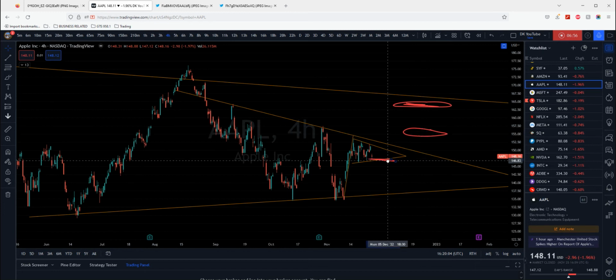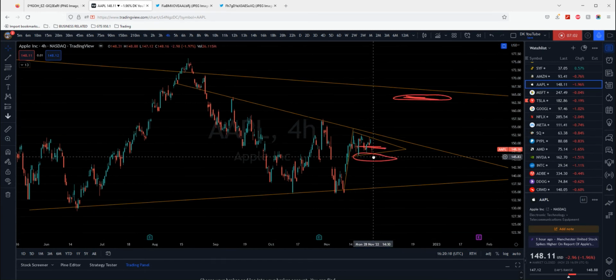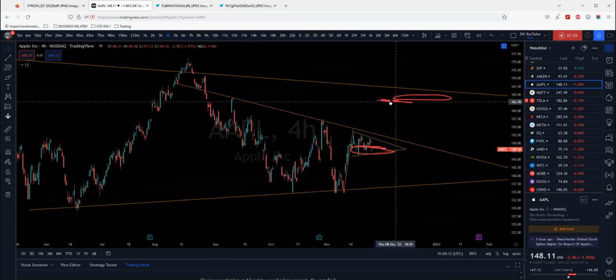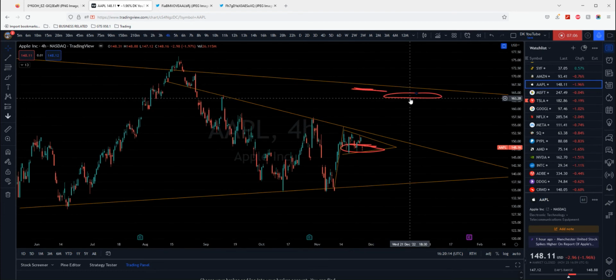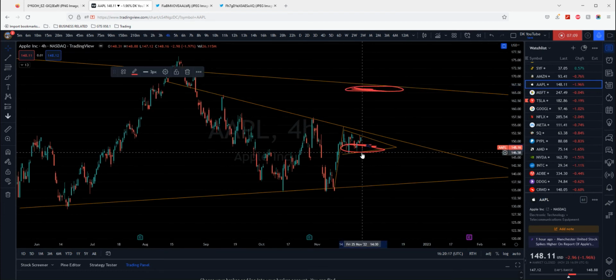So when we think about this price action, when you think about this as the stuffing, all right.